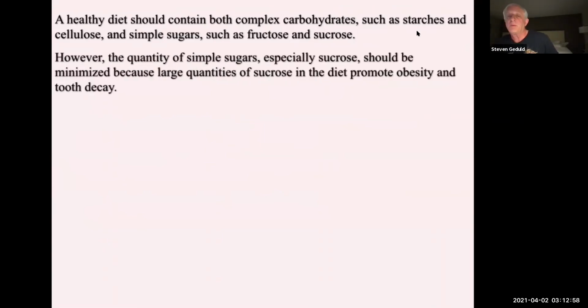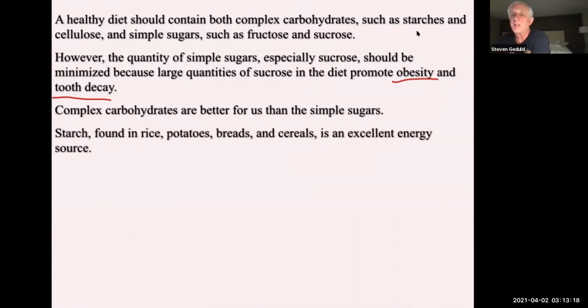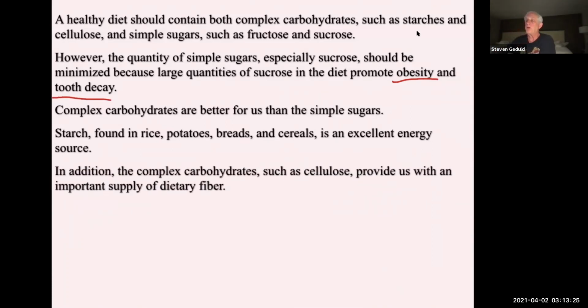However, the quantity of simple sugars, especially sucrose, should be minimized because large quantities of sucrose in the diet promote obesity and tooth decay, and also heart problems, type 2 diabetes, all kinds of stuff associated with it. Complex carbohydrates are better for us than the simple sugars. Starch that's found in rice, potatoes, bread, and cereal is an excellent energy source. Complex carbohydrates such as cellulose also provide us with an important supply of dietary fiber that you need in your diet.